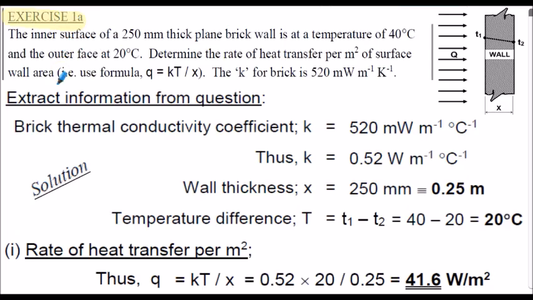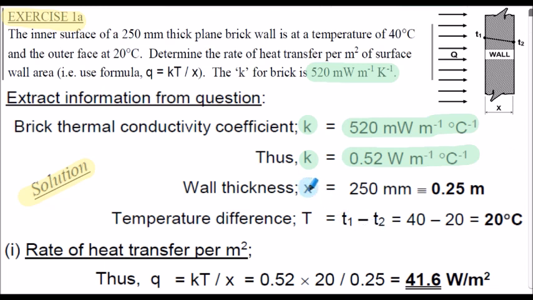So exercise 1a, here's the solution. As always, carefully extract the information from the question. Notice the thermal conductivity coefficient K is actually stated in terms of milliwatts. So in the question it's 520 milliwatts per meter per K. I've actually written that here as 520 milliwatts per meter per degree C, which of course is correct. On the next line I've accounted for the milli prefix. So I've actually stated the K value as 0.52 watts per meter per degree C.